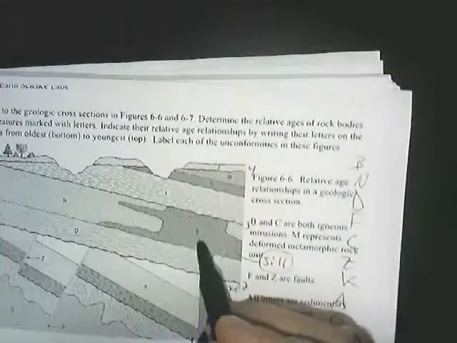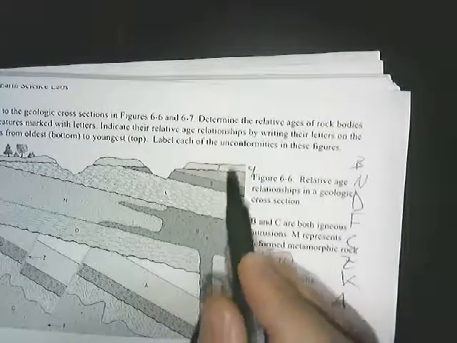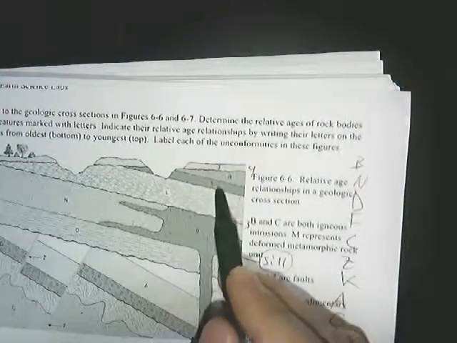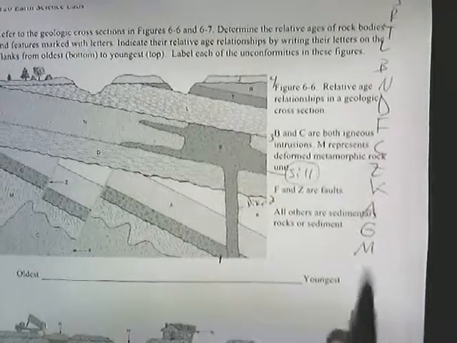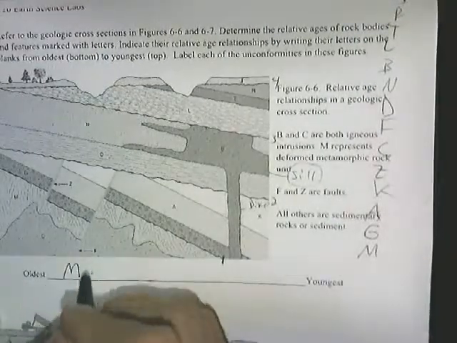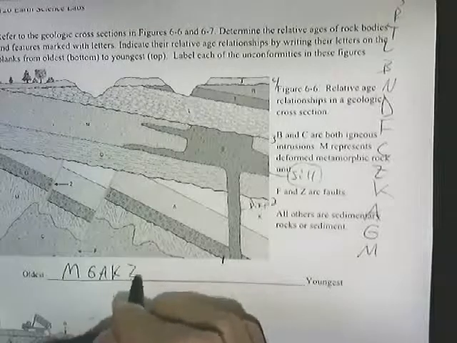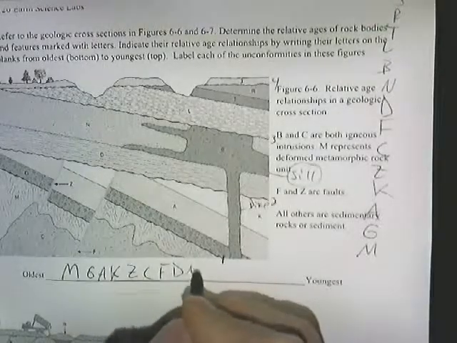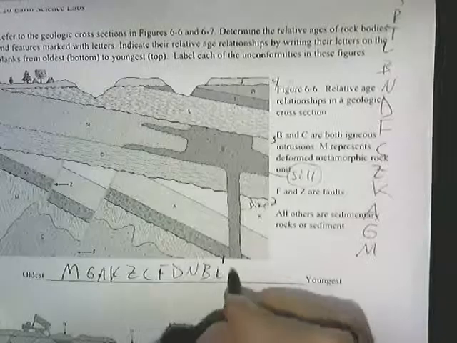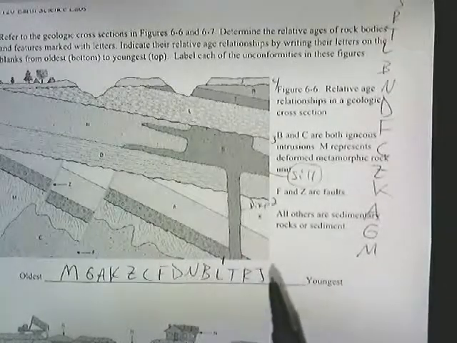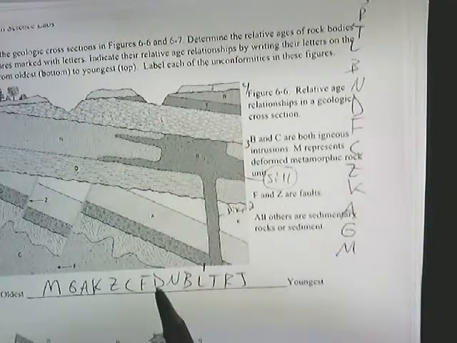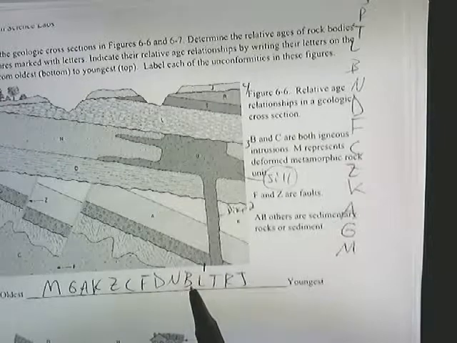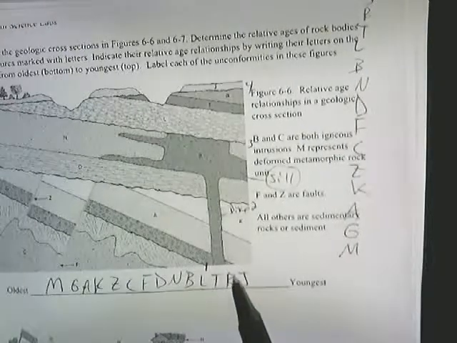And so after I look at letter B, this igneous body, then I can go ahead and finish up my sequence. So this should be easy to use. So L, T, R, J. I'll label those L, T, R, and J. So if I go back and look at these, I can sequence this. I can say that M, G, A, K, Z, C, F, D, N, B, L, T, R, J. That's the proper sequence.